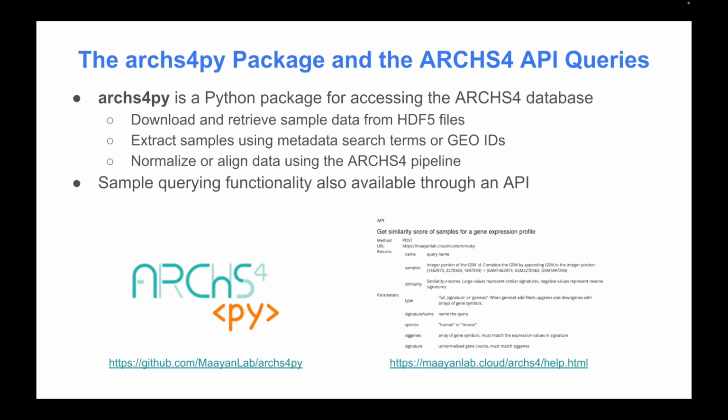The ARCHS4 resource can also be accessed programmatically using the ARCHS4 Python package, which includes functions for loading the ARCHS4 data, extracting specific samples based on a metadata term or GEO ID search, and running the ARCHS4 normalization and alignment pipelines on the extracted sample data. An API is also available for querying gene expression signatures against the samples available on ARCHS4 and documented on the ARCHS4 help page.